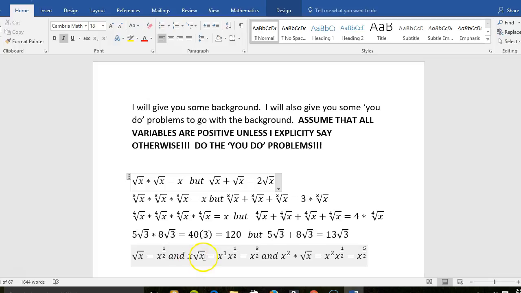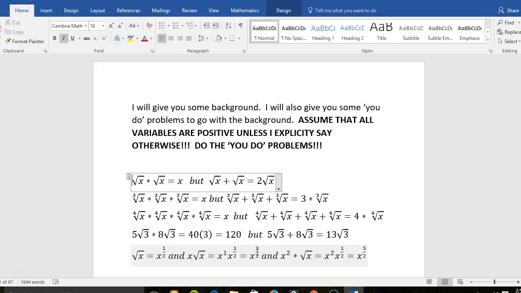Now, x times radical x, this x right here, remember, it can be thought of as x to the 1 power. Radical x is x to the half power. We're going to see in a minute, there's a rule that says we can add the exponent 1 here to the exponent half here. 1 plus a half is 1 1/2, which is 3 halves. So we get x to the 3 halves when we multiply x times the square root of x. So x radical x is x to the 3 halves power. You use this in calculus a lot.